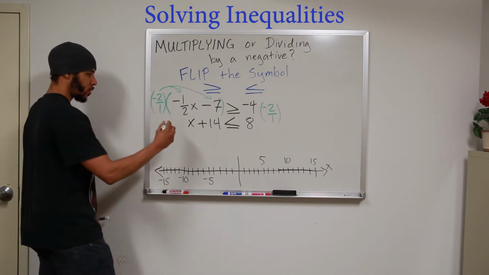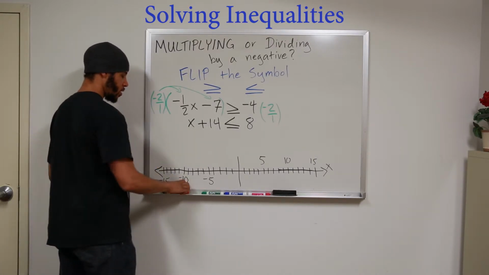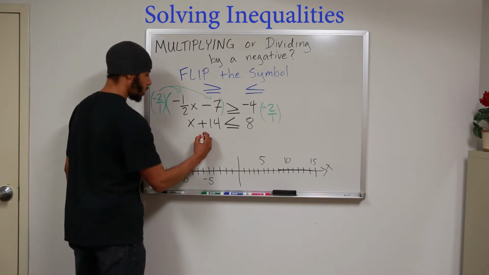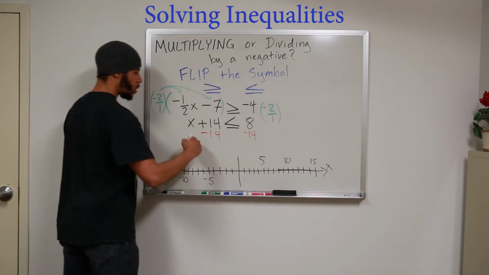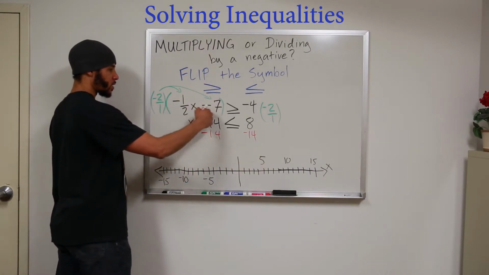Now on our one more step, we're going to subtract. Let me use a different color here. Subtract 14 from both sides. Some people like this way better because you don't have to deal with fractions. This is a way to clear fractions out of your equation.